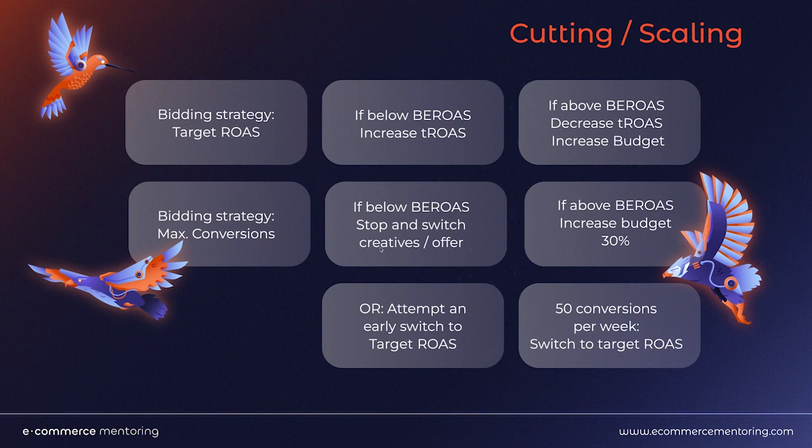And if even then you still haven't managed to become profitable, then you really need to examine what you're doing, because it seems like Google is not going to be able to get you the results that you need. If you are above break-even ROAS, then it's time to start doing incremental budget increases.